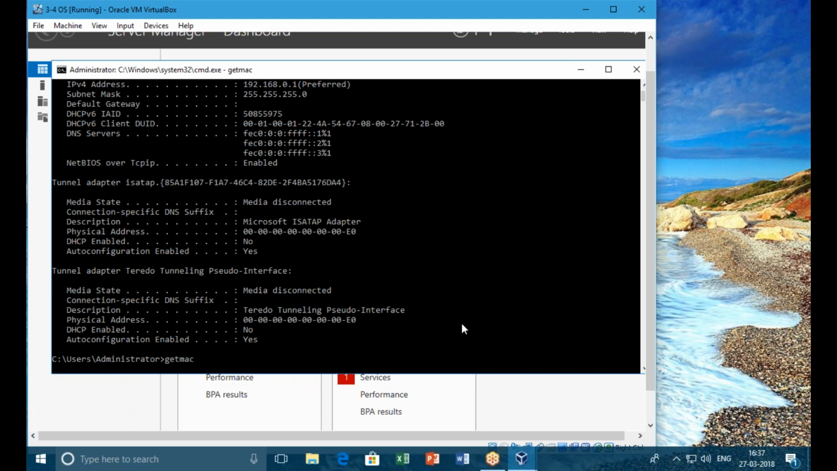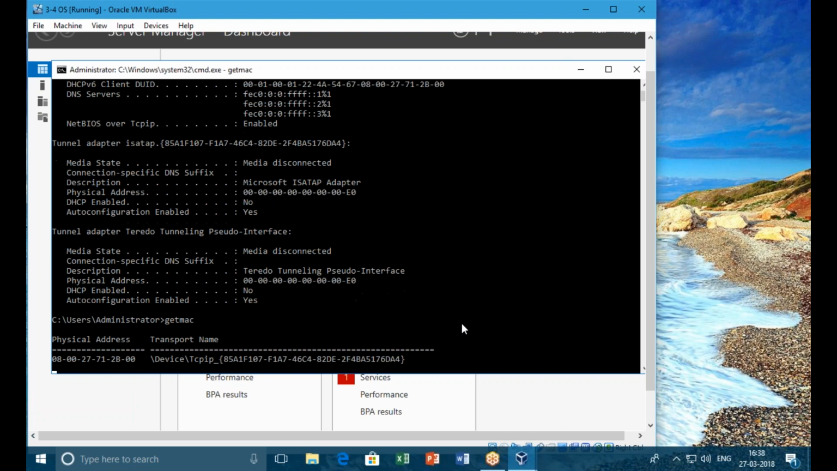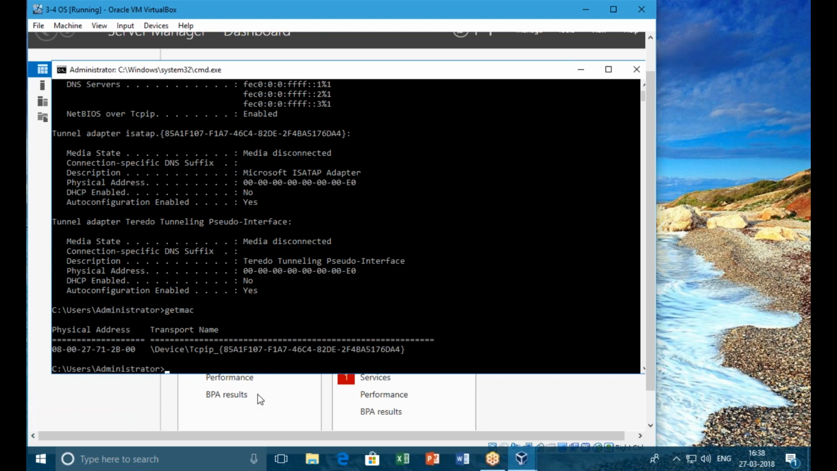It's a bit slow because of three things. We're having this recording, which is occupying some memory, and we're having these virtual machines, which are also occupying memory. So we get only the MAC address.